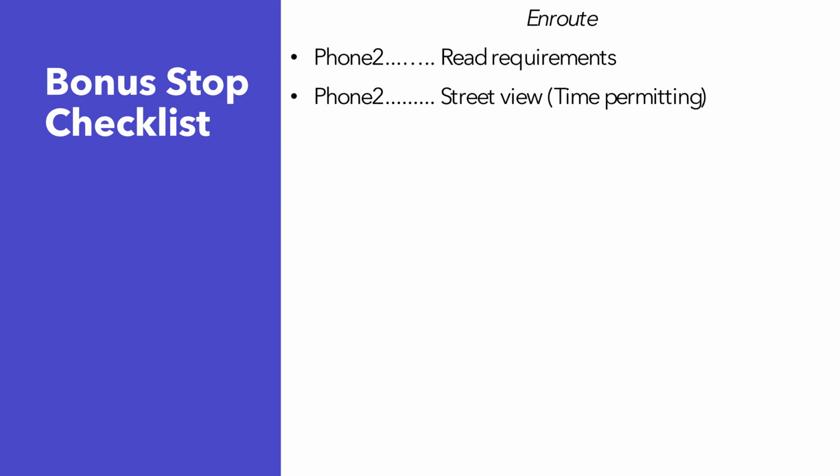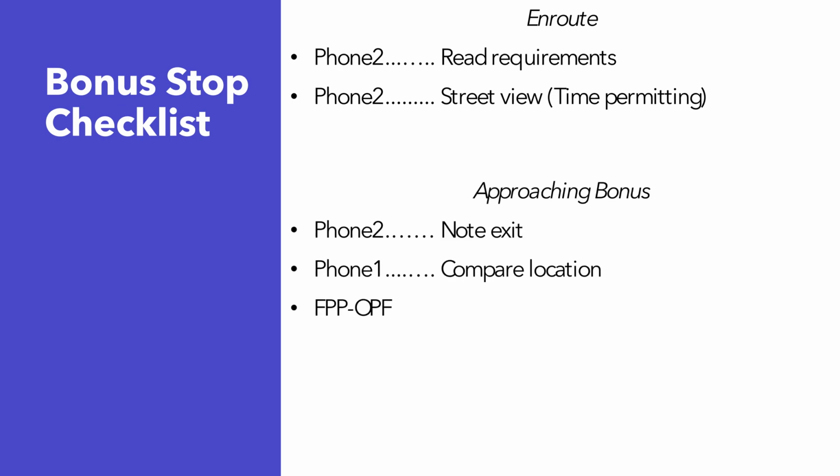This is the bonus stop checklist I'm using. It starts in the en route section. First thing we're going to do is read the requirements for the bonus. Make sure we know exactly what we're taking the picture of. Then, time permitting, we're going to use Street View. We talked about how to use Street View earlier, but Street View is a great tool for some situational awareness to know exactly where that bonus is.